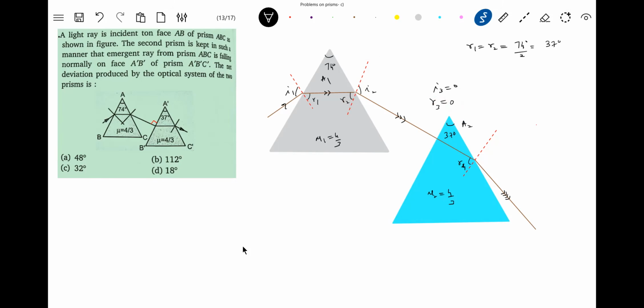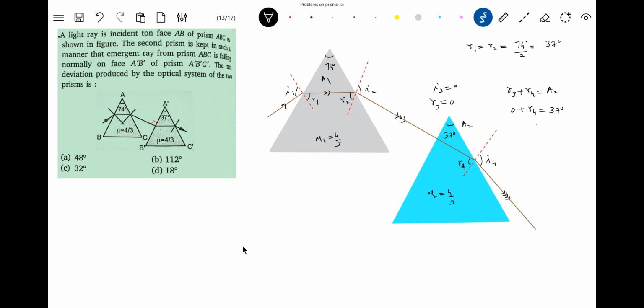So here, look at this part. R3 plus R4 should be equal to 37. R3 plus R4 should be equal to A2. This is 0. R4, this is 37 degrees Celsius. This angle we can calculate.